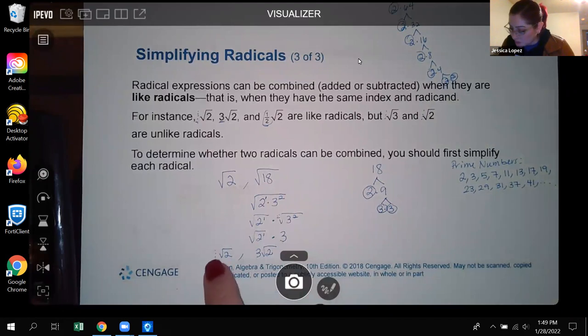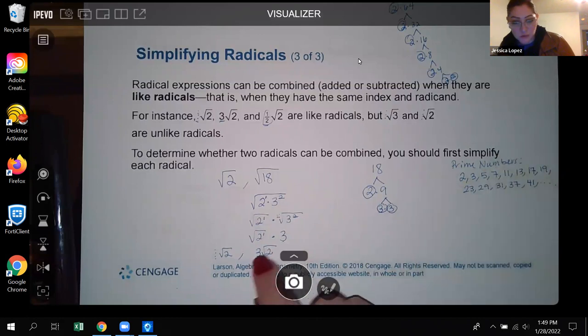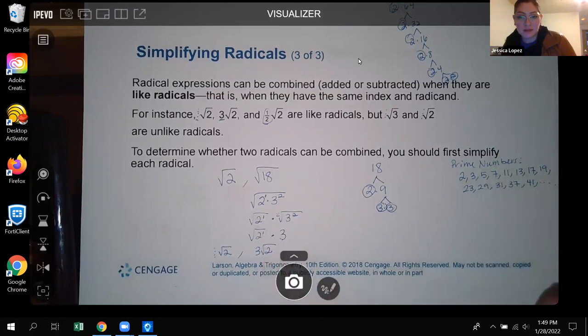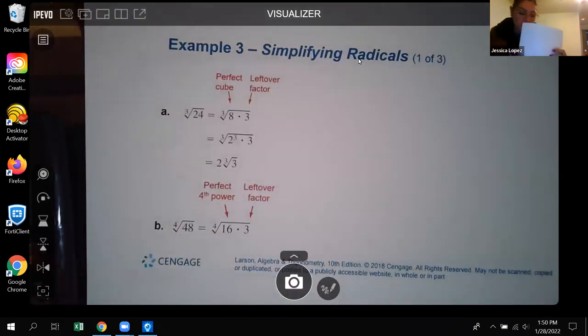So if you have one radical square root of two, and then I'm adding, let's just say, three square root of twos, well, what does that mean? That means I would have four square root of twos, right? You're just counting how many you have. So, of course, we need to practice this, simplifying your radical, right?